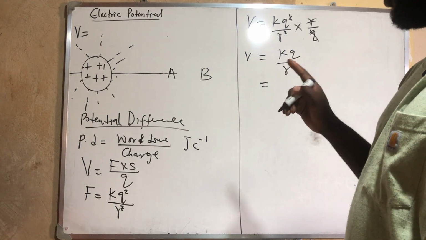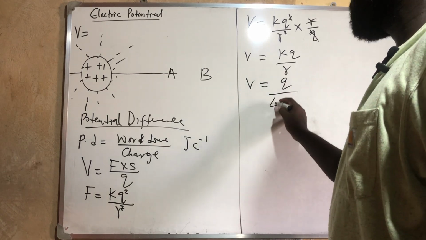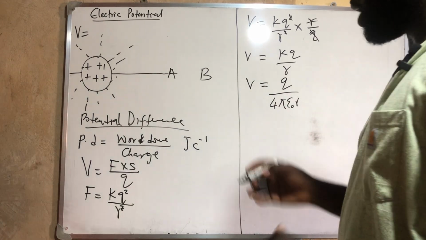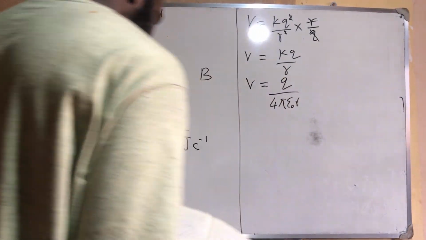And don't forget the value of your K. Your K is 1 over 4 pi E naught. So my potential difference is equally Q all over 4 pi E naught, then you put your R. So that is another powerful formula for potential difference.